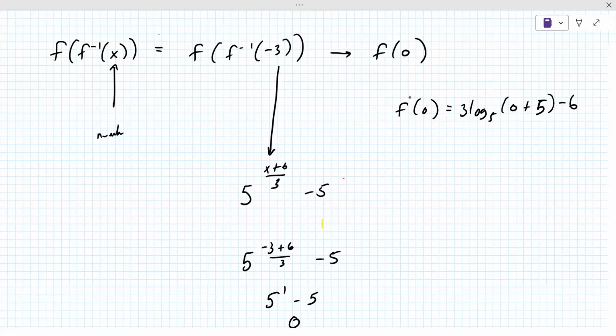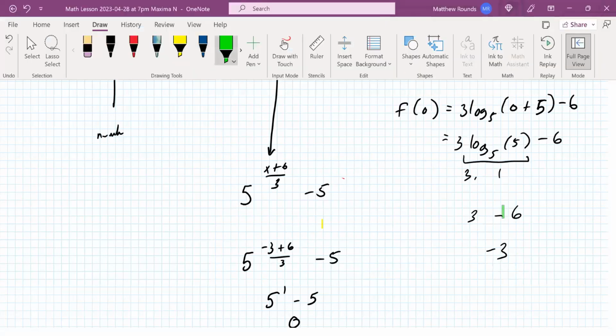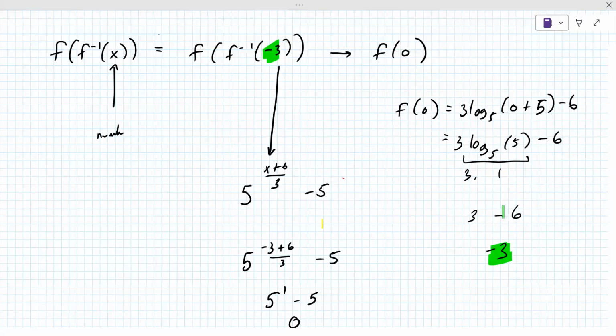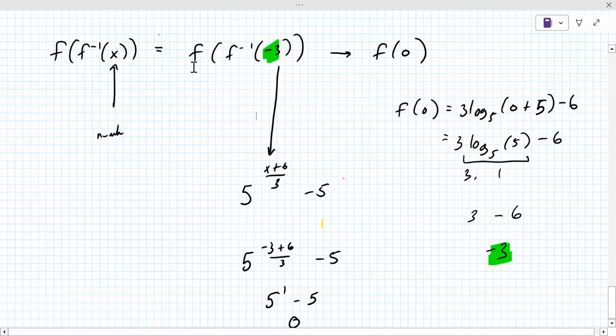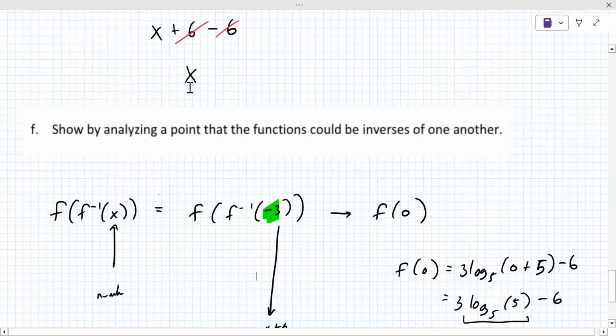And you have to simplify this. It's 3 log base 5 of 5. Log base 5 of 5 is 1. 3 times 1 is 3. 3 minus 6 is minus 3. And wouldn't you know it, that matches what you started with. That's the whole point. The whole point is, if you take f of f inverse of a number, or you go the other way around, f inverse of f of a number, you should get the same number. That's why it equals x when you're all done.